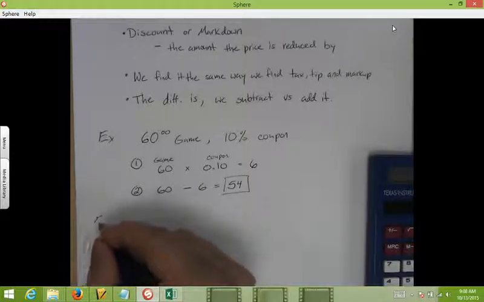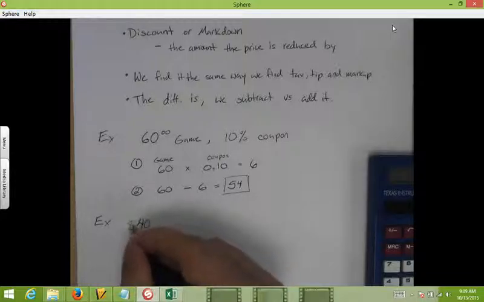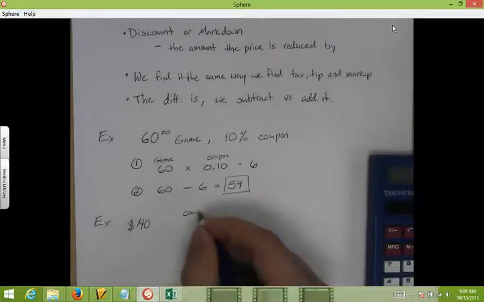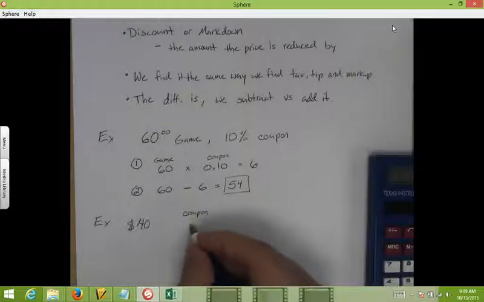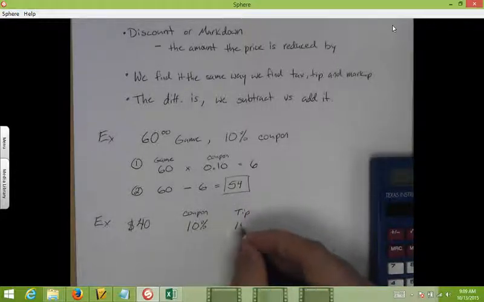Now a slightly more complicated example. Suppose we're going out to dinner, and let's say dinner's $40. And let's say we had a coupon from the paper, and the coupon said 10% off your meal. And let's say we want to give the waiter or waitress a 15% tip.